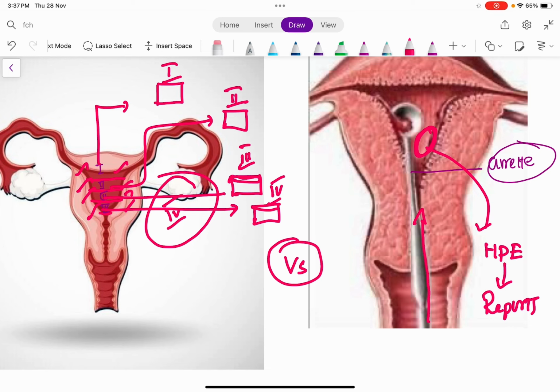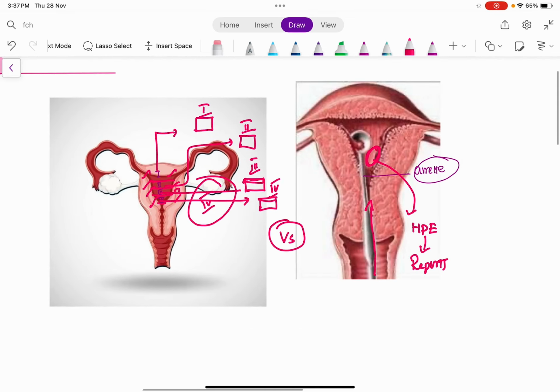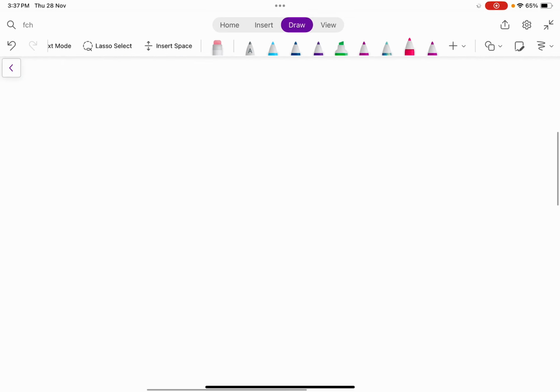That is because fractional curettage and hysteroscopy is taken as the gold standard investigation in assessing the uterine endometrium. Now you may have the doubt: you discussed dilatation and curettage, right? Dilatation and curettage, which is also done with the help of hysteroscopy. Now what about this procedure?